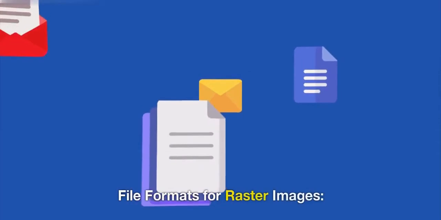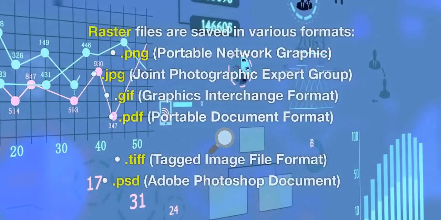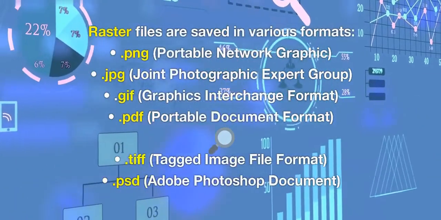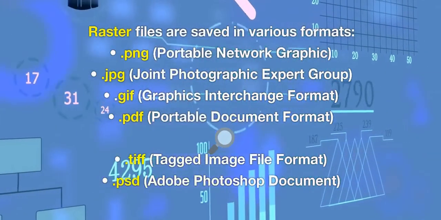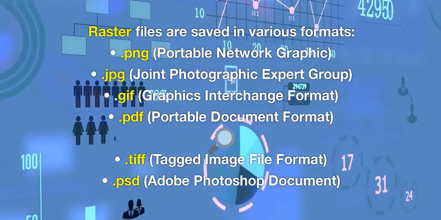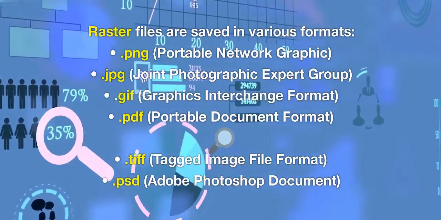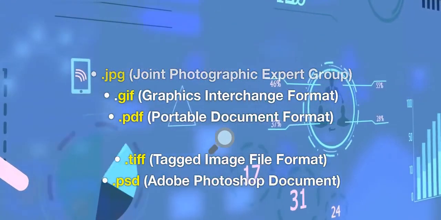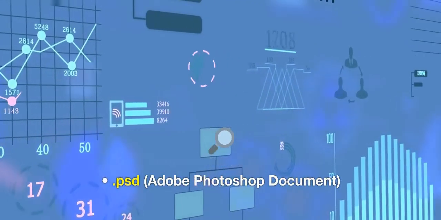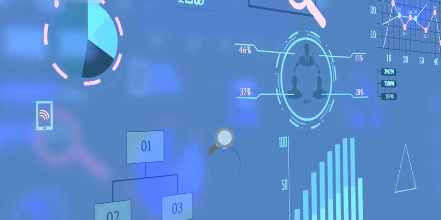File formats for raster images. Raster files are saved in various formats: .png, portable network graphic; .jpg, joint photographic expert group; .gif, graphics interchange format; .pdf, portable document format; .tiff, tagged image file format; .psd, Adobe Photoshop document.